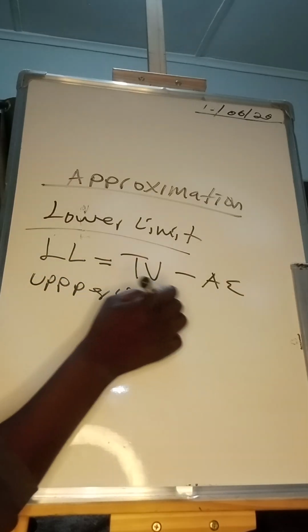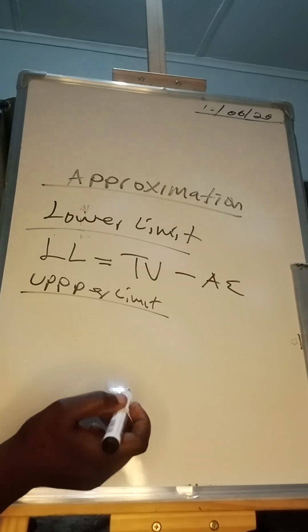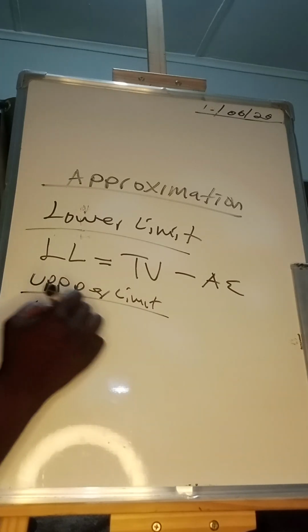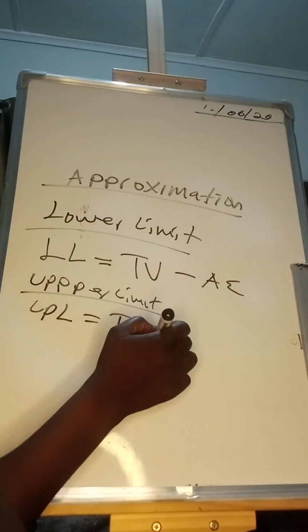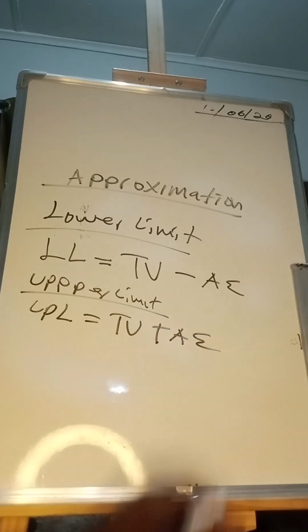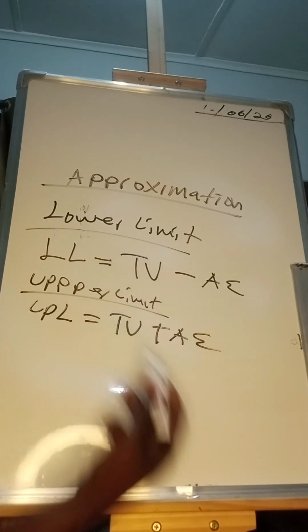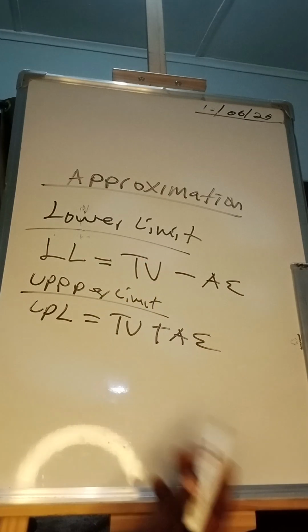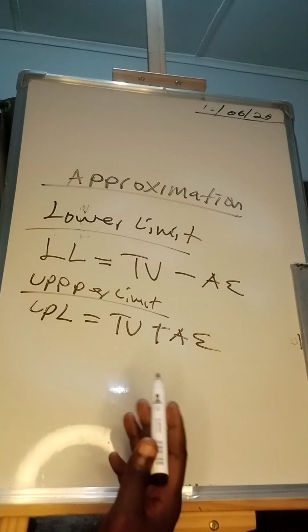Upper limit, the opposite of this guy. Upper limit is true value plus absolute error. I'm just using these initials so that I don't have to write in full, but it is advisable to write in full.